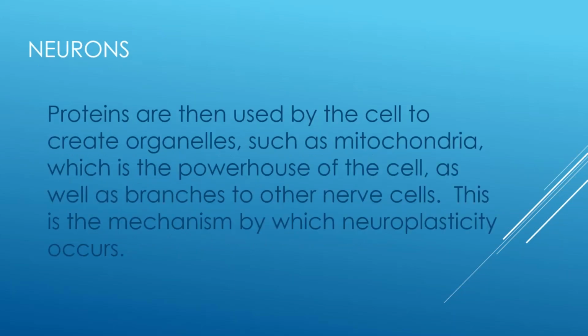Okay, so proteins are then used to create organelles such as mitochondria, which is that powerhouse, as well as branches to other nerve cells. And this is the mechanism by which neuroplasticity occurs. And understand, this is the mechanism by which all learning occurs. And not just 2 + 2 = 4, but motor learning, sensory learning, behavioral learning, all learning occurs this way, not just cognitive learning.